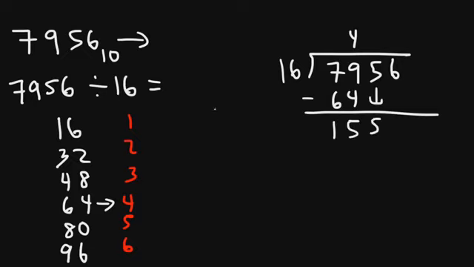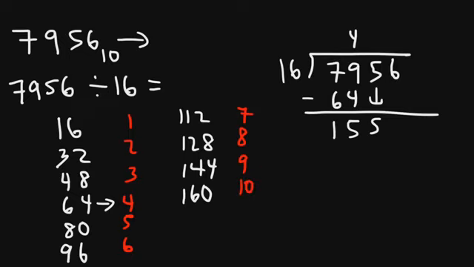In this case, we need some more numbers. 96 plus 16 is 112. And 112 plus 16 is 128. 128 plus 16 is 144. And then the next one is 160. When making a list like this, you never need to go past 10.